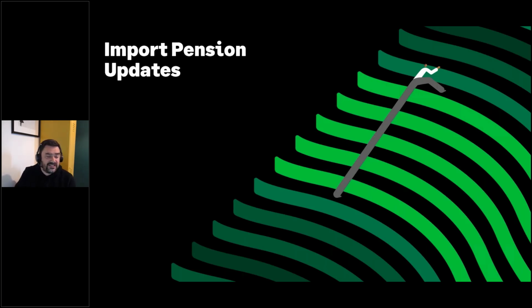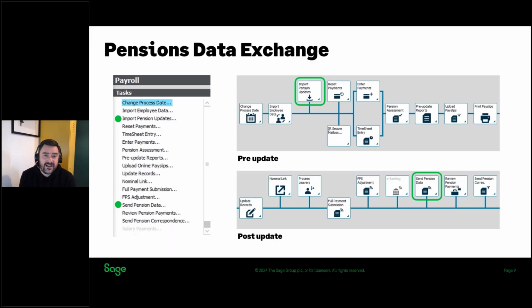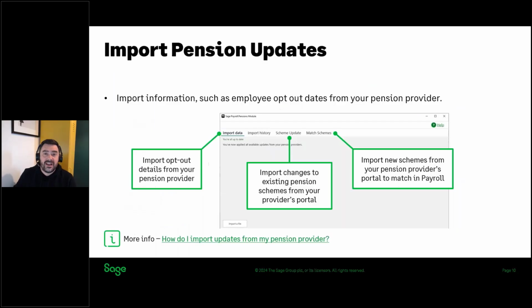And just to explain where that all fits into your payroll process, we've got on the slide the 2 PDX options highlighted, both in the payroll tasks, which you'd find on the left-hand side of the screen when you choose the payroll options. And also for any process map users, I've highlighted the tasks there in the process map. So import pension updates is at the start of your pay run, so any opt-out details or scheme changes can be put in place. And then once you've done your pension assessment and you've updated records, your post-update task is when you would send the pension data to your provider. So I have got a demo to play of sending the pension data, but before I do that, let's just discuss importing pension updates in a bit more detail.